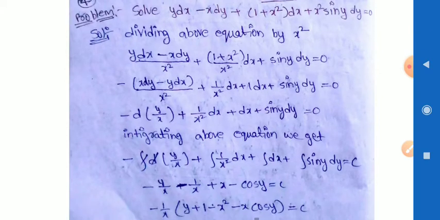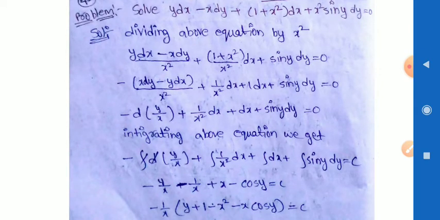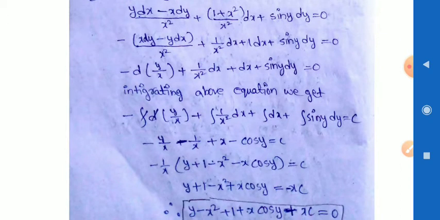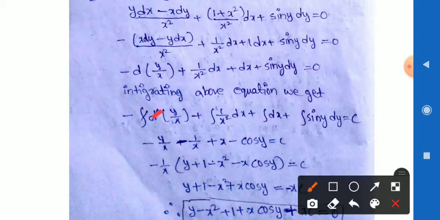Now integrating both sides, we get minus integration d of y by x plus integration 1 by x square dx plus integration dx plus integration sin y dy is equal to c. Here integration and differentiation cancel, so we get minus y by x. Integration of 1 by x square gives minus 1 by x, integration of dx gives x, and integration of sin y gives minus cos y, that is equal to c.